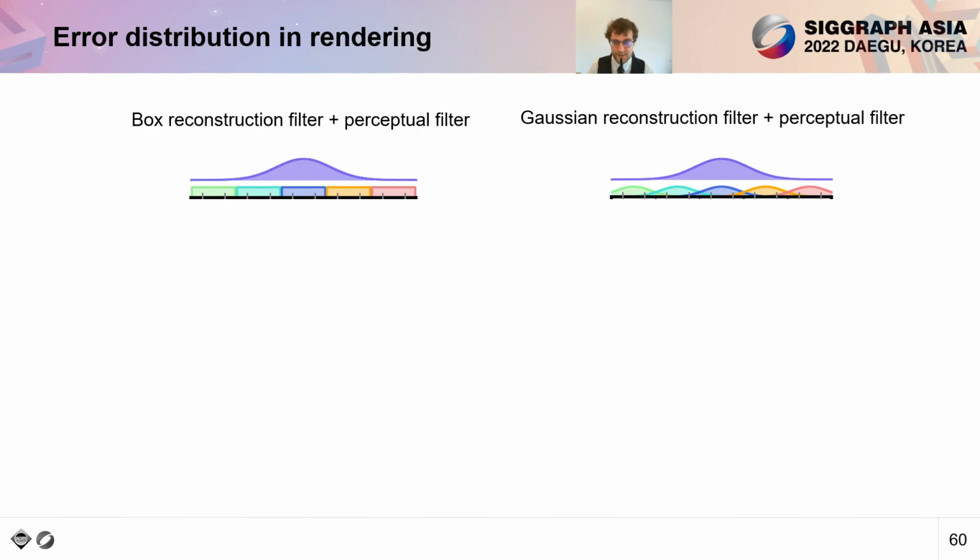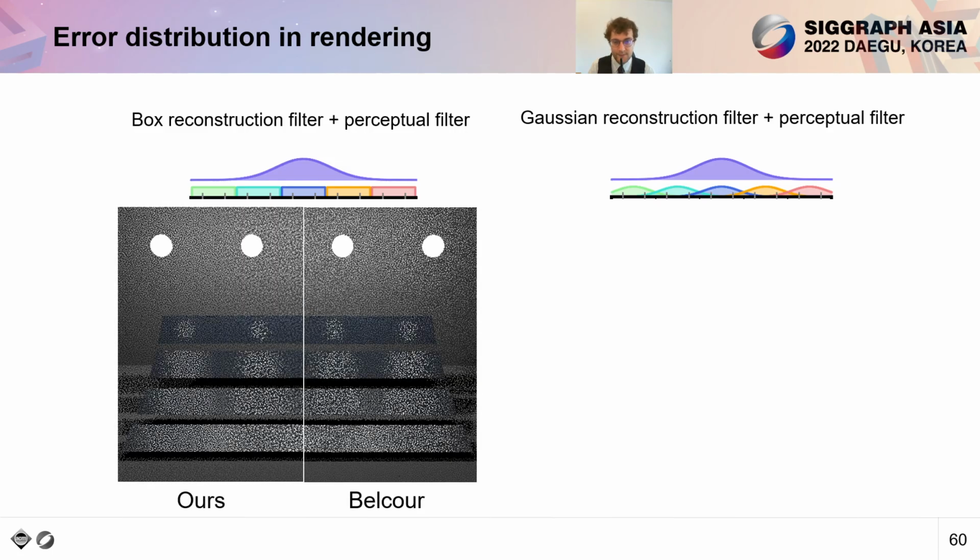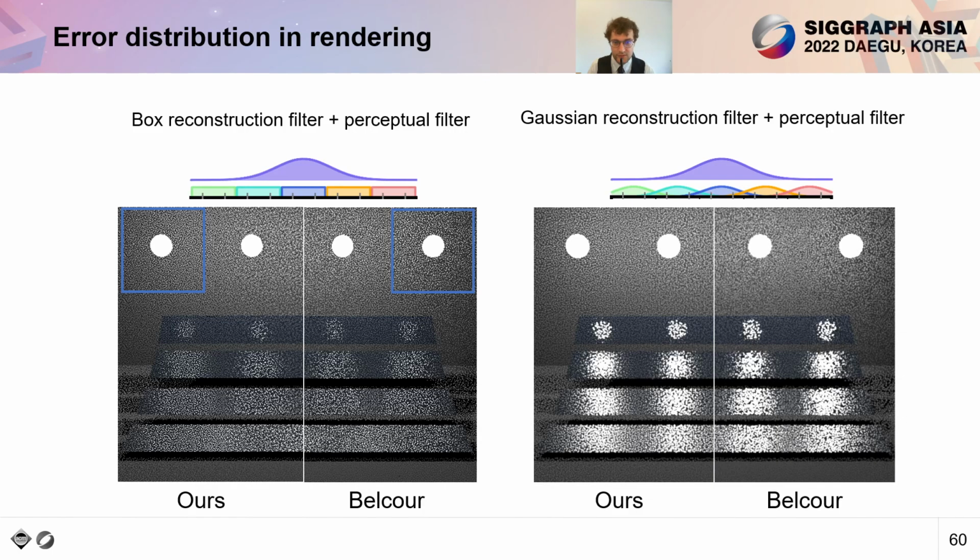We made a comparison for this problem with the method of Belcour and colleagues with two different setups. First, a box reconstruction filter and a perceptual filter on the left, and the Gaussian reconstruction and a perceptual filter on the right. First, using a box reconstruction, we have the problem Belcour's method is capable of optimizing. In this context, our method gives a slightly better result, but the difference remains small. If we switch the box reconstruction to a Gaussian, then the difference is more important. Our method maintains a better noise distribution as we consider the reconstruction filter as well as the perceptual filter during optimization.